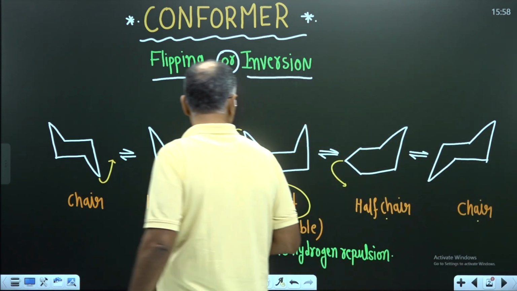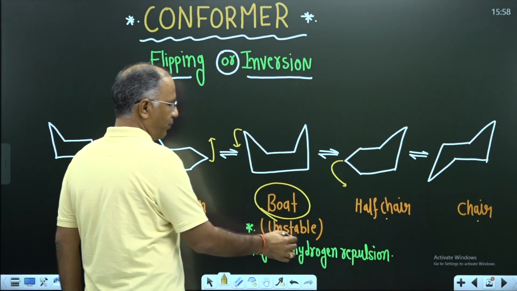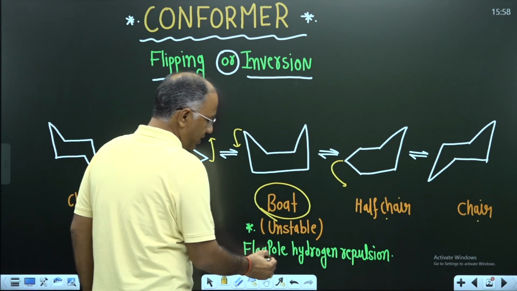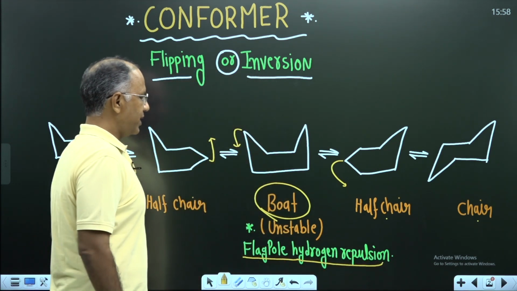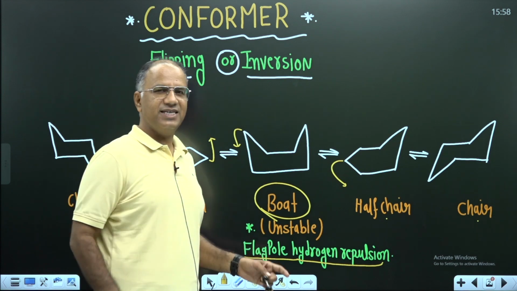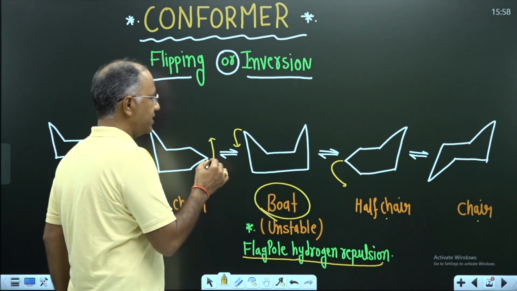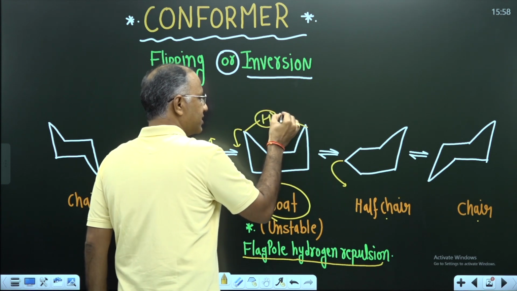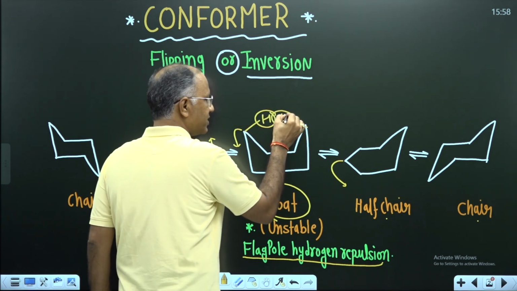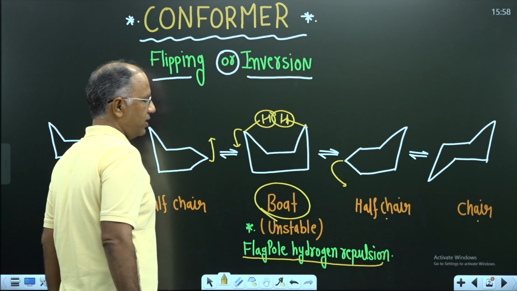Now why is this boat unstable? Because of flagpole hydrogen repulsion. Now what is the meaning of this flagpole hydrogen repulsion? Flagpole hydrogen, as the name suggests, flagpole means just like a flag. Now in this diagram we can explain the flagpole hydrogen repulsion just like this. This type of repulsion is known as flagpole hydrogen repulsion.